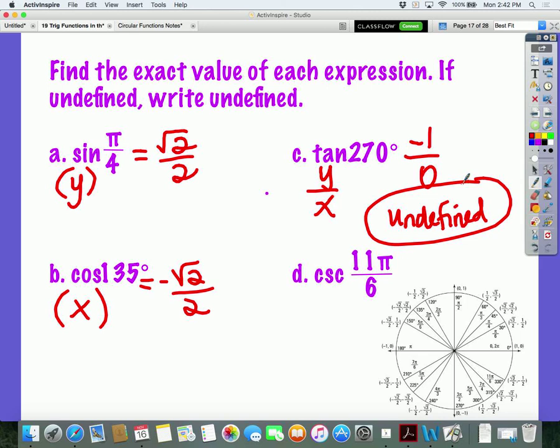Here we go. Cosecant of 11 pi over 6. Cosecant is 1 over y. So what is the y value of 11 pi over 6? So this is 1 over -1/2. I cannot leave it like that. Multiply by the reciprocal, so it's going to be -2. So just remember, cosine is x, sine is y. Okay? Whiteboards.